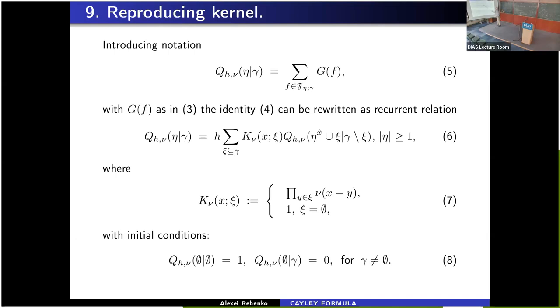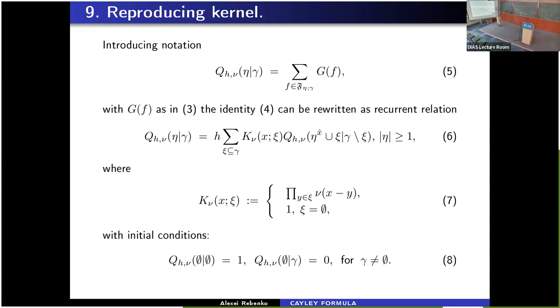Kernel, introduce the kernel Q with characteristic with eta roots and gamma and other vertices. This is the sum of all graph of this hour. And it is easy to see that if we come back to our previous identity, that is just this identity, but here for Q it is a recurrence relation.